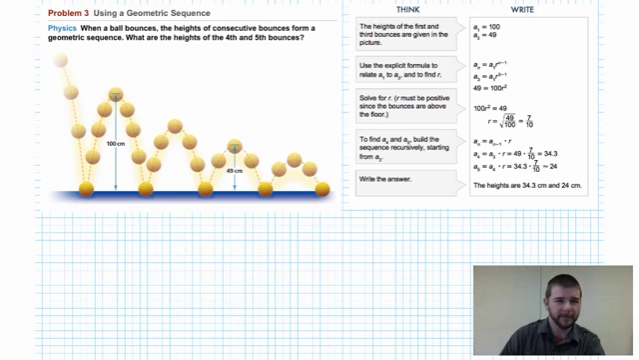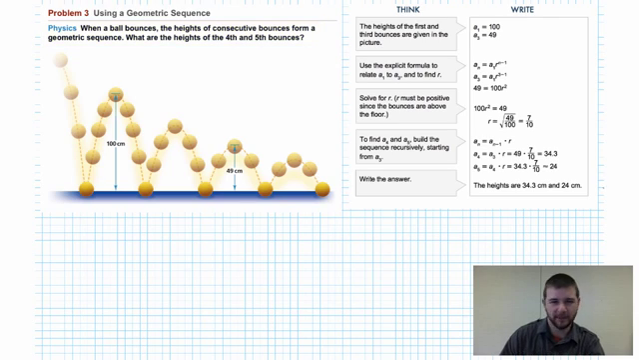Example problem 3, using a geometric sequence. This is a physics problem. When a ball bounces, the heights of consecutive bounces form a geometric sequence. What are the heights of the fourth and fifth bounces?